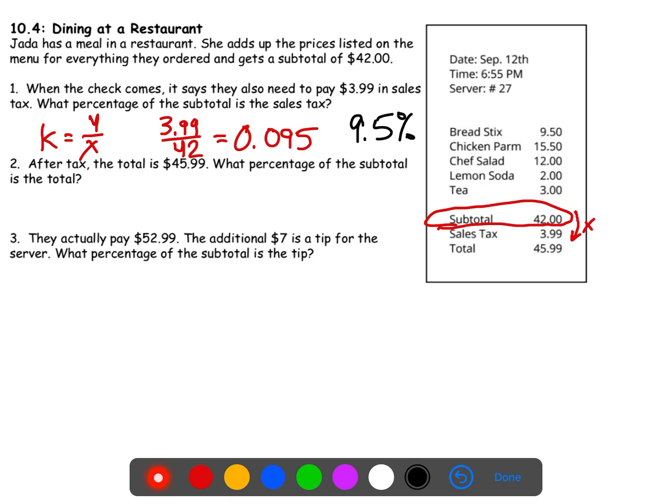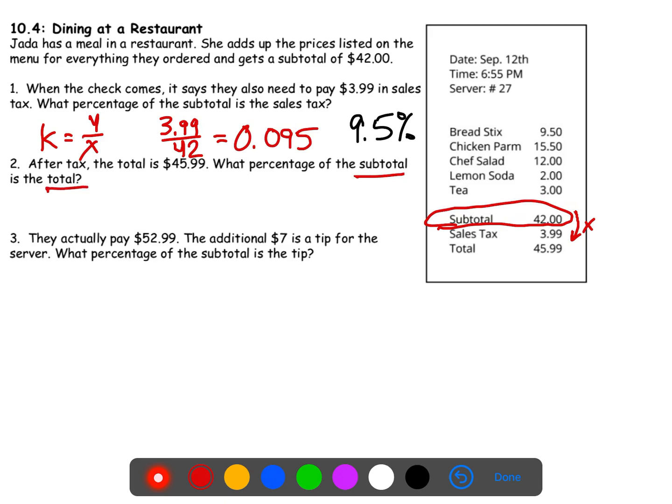For the second one, it says after tax, the total is $45.99. What percentage of the subtotal is the total? All right, let's look at what we're comparing, because we're going to make a ratio just like we did here where we compared the sales tax to the subtotal. Now we're comparing what percentage of the subtotal is the total.